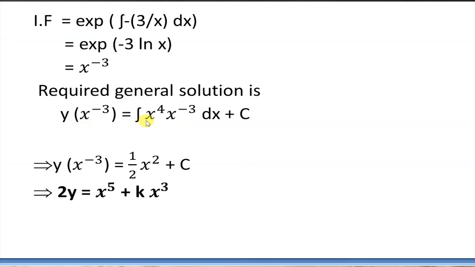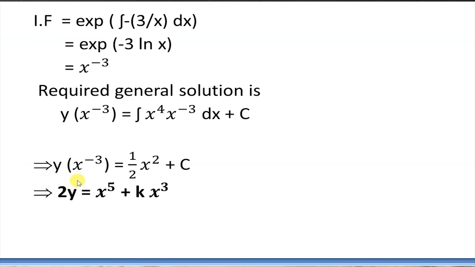So we get y by x to the power 3, or y into x to the power minus 3, is equal to, here we have x to the power 4 into x to the power minus 3, which is 1 by x cube. x cube goes off. So we get the integral of x dx plus c. The integral of x dx is x square by 2. So this is x square by 2 plus c as it is.